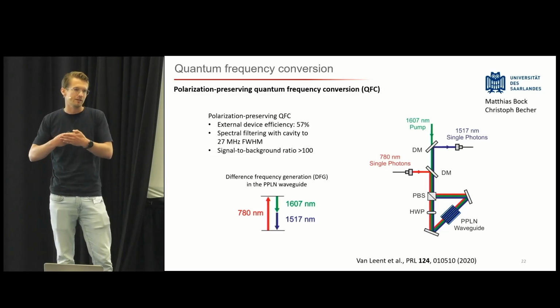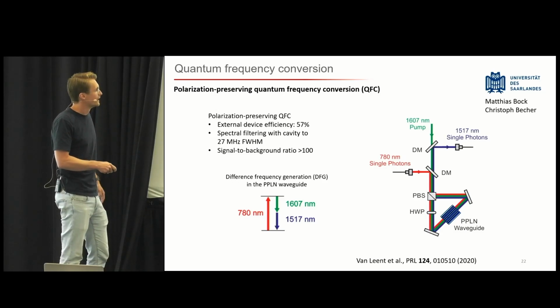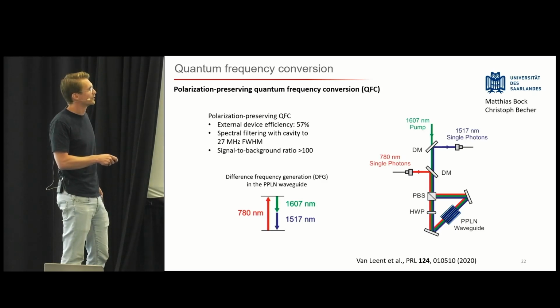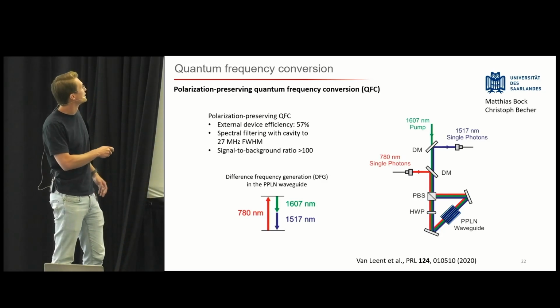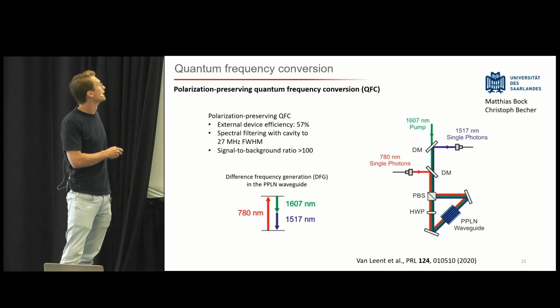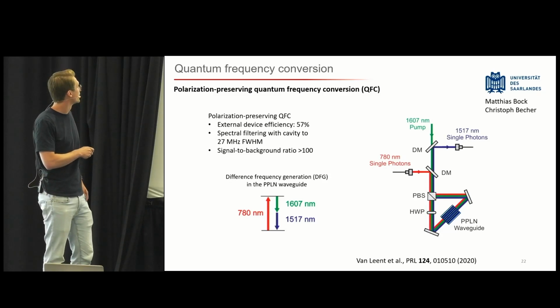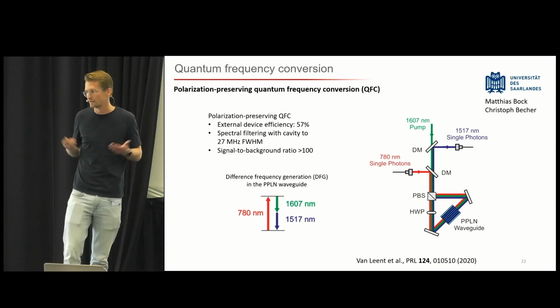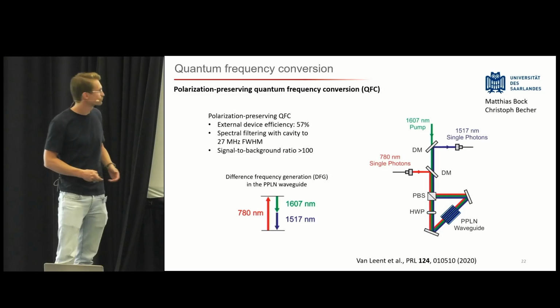So both of them can be converted with an efficiency of up to 96%, and then we rotate one of the two back, combine them on a PBS, and after filtering out the single photons, we now have a device that is polarization preserving, which also has an external device efficiency, so this already includes the filtering, of around 57%, mainly limited by fiber couplings. For this, we need to spectrally filter with 27 megahertz, and we get signal-to-noise ratios of more than 100. So this is a pretty good device, and it was also stable over weeks.